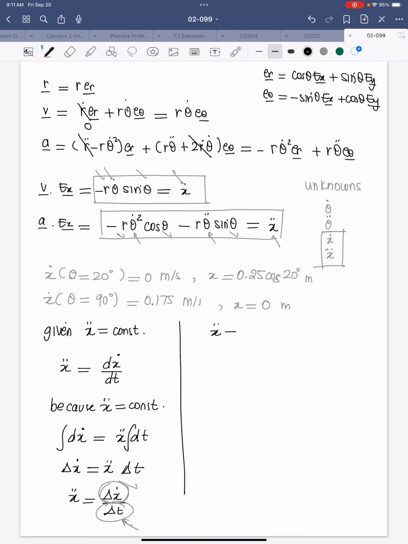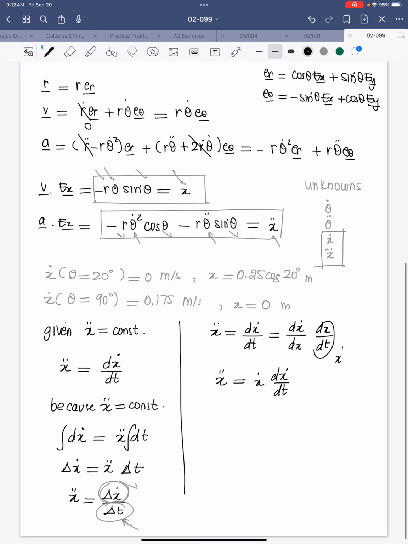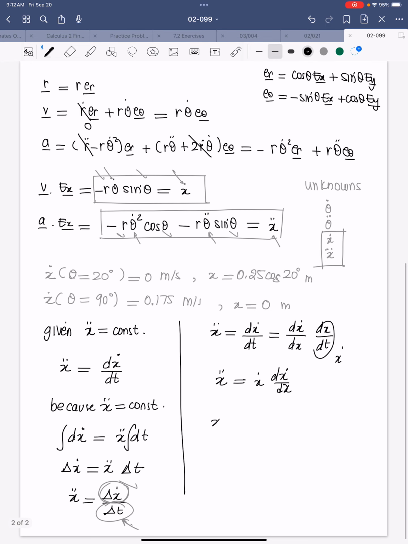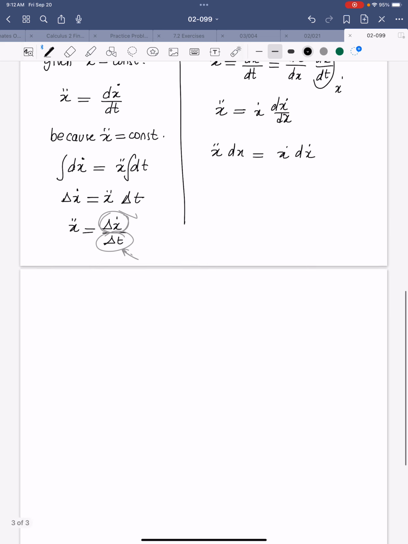Remember that x double dot is dx dot by dt, and I can use the chain rule: dx dot by dx times dx by dt. That's for the rectilinear motion of the slot A, and that's x dot. So I'll get that x double dot is x dot times dx dot by dx. So x double dot dx is equal to x dot dx dot, and now I can integrate.